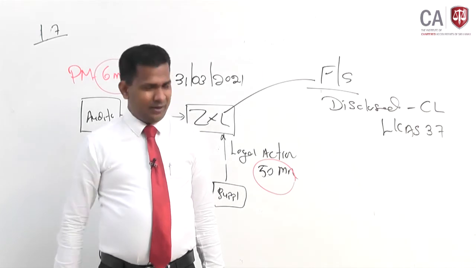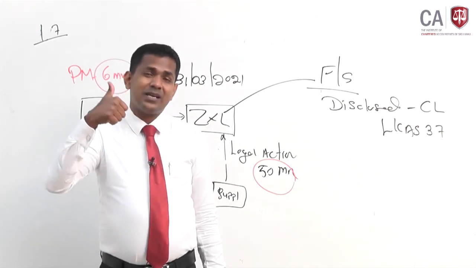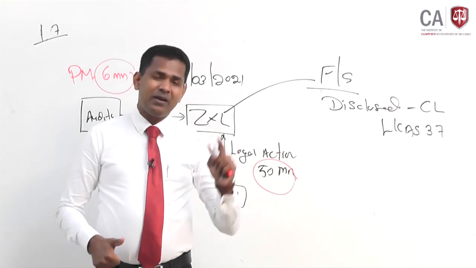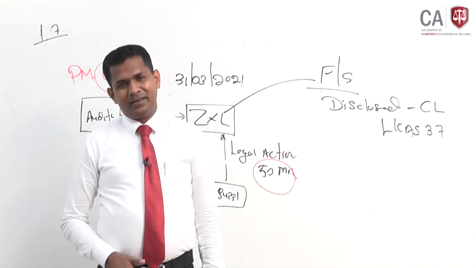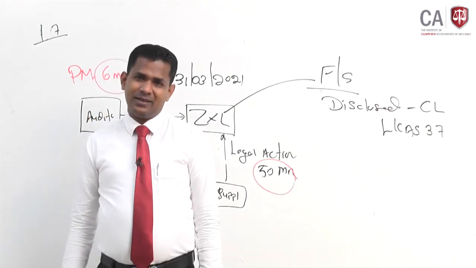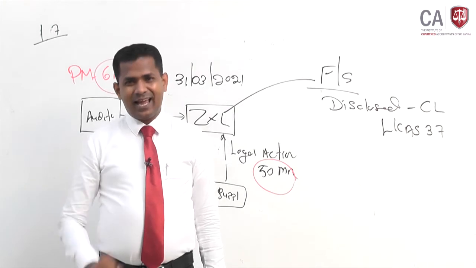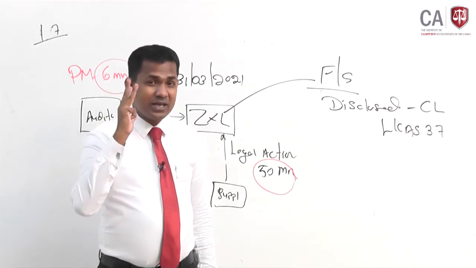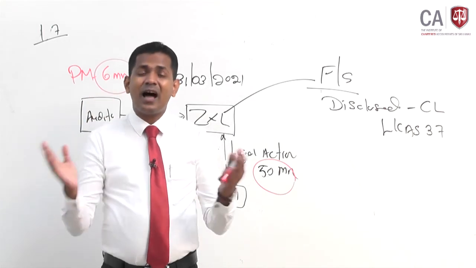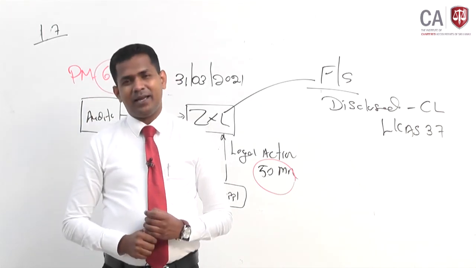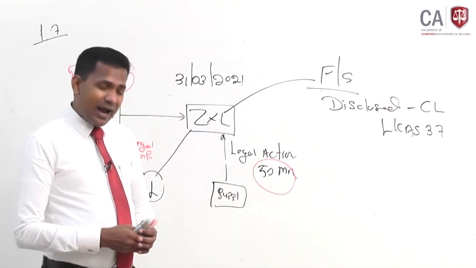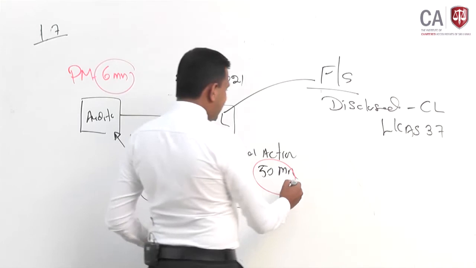There are four examples. One example is exceptional litigation. If there is exceptional litigation, it becomes an example for emphasis of matter. The others are a significant subsequent event, early application of accounting standards, or a major event happening. If these four situations happen, those are examples for emphasis of matter. So under number one, this is an exceptional litigation. And also, this satisfies both conditions.